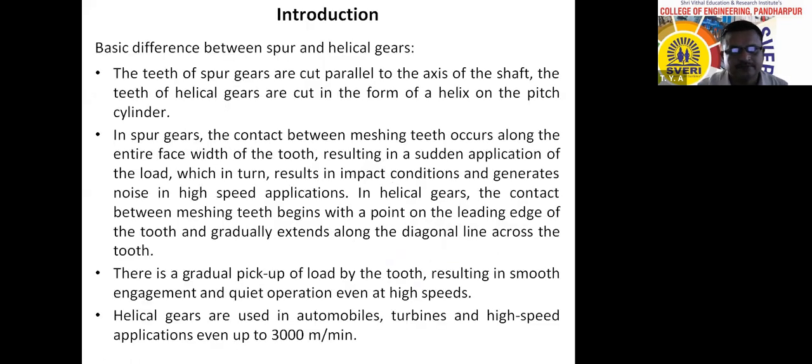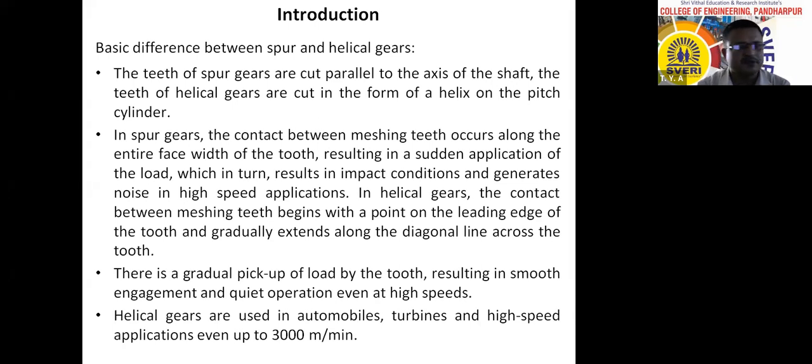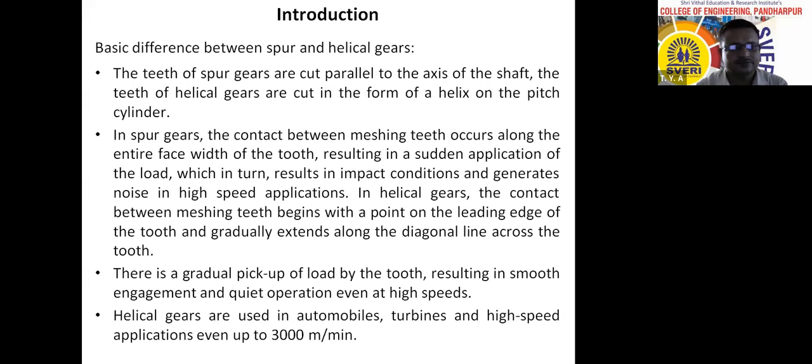Same diagram. We have seen differences also. Difference between spur gear and helical gear. First difference is, in case of spur gear, teeth are parallel to the axis or parallel on the surface of the gear. Then in case of helical gear, teeth are inclined with respect to the surface of the gear or with respect to the axis of the gear.